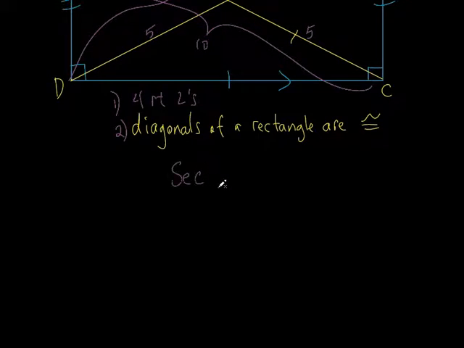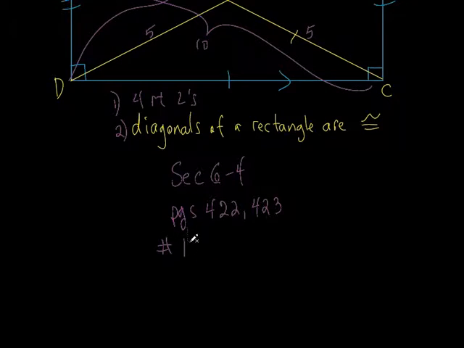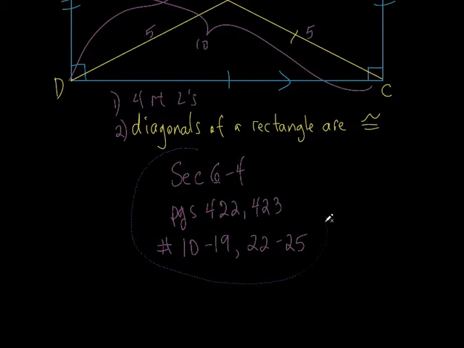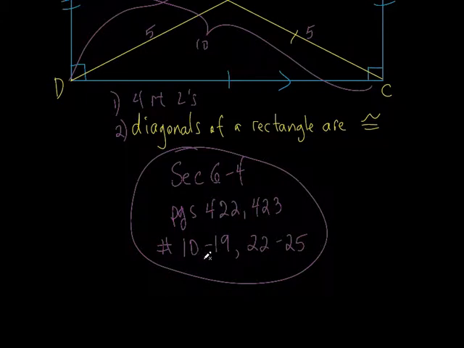So here it is. Write this down. It's section 6.4, pages 422 and 423, and I'm breaking it down into two different sections. It's 10 to 19, and then 22 to 25. So page 422, 423, we're doing numbers 10 to 19 and 22 to 25. I think there's more in here I can give you if you want me to.